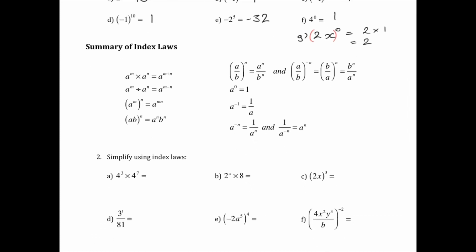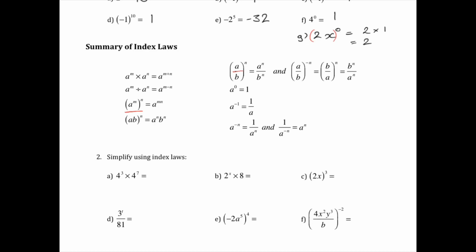So that's good. The summary of index laws, if you've forgotten them. When you times 2 things with the same base, you add the powers. With division, we're having the same base on the bottom, you minus the powers. Power to a power, which is this one here, you times the powers. A times B all to the n becomes A to the n times B to the n. You just put everything in the brackets to the power of n. Similarly here, A on B to the n is just A to the n on B to the n.